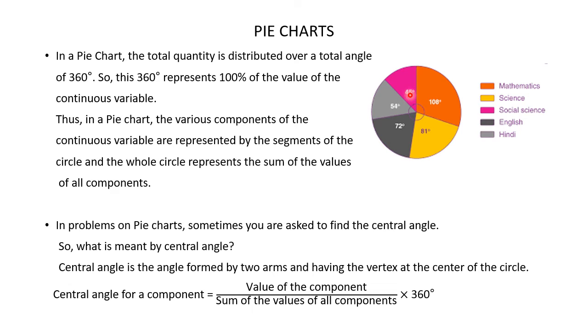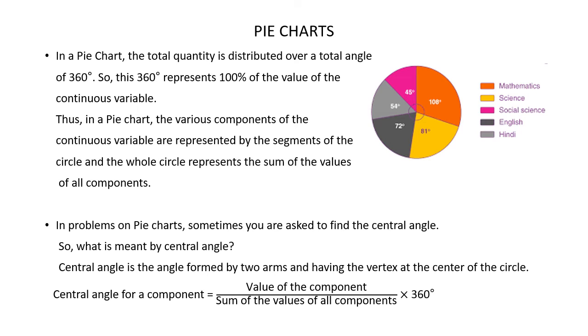Now this central angle can be found out using this formula. Central angle for a component is equal to value of the component divided by sum of the values of all the components multiplied by 360 degrees. Now in a pie chart, the central angle for any segment can be found out if the percentage value of that particular segment is given.